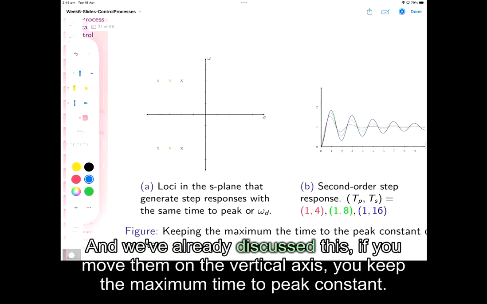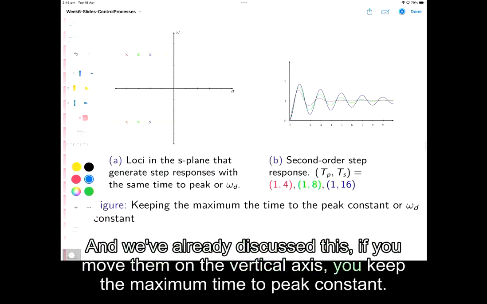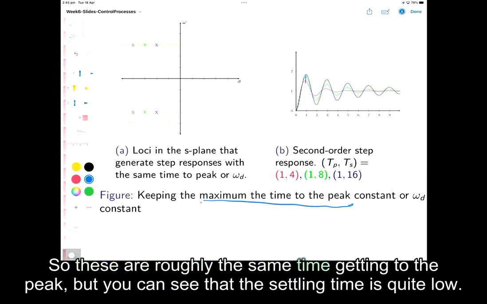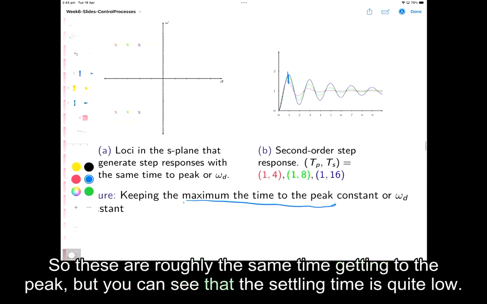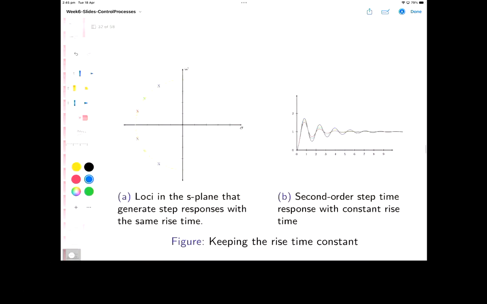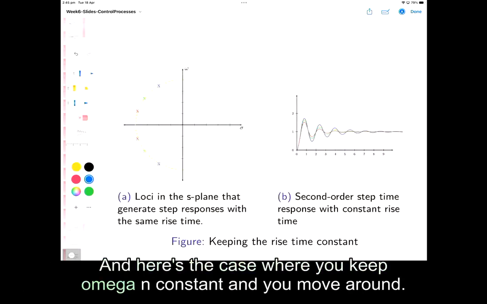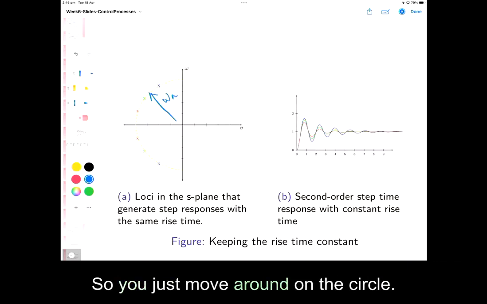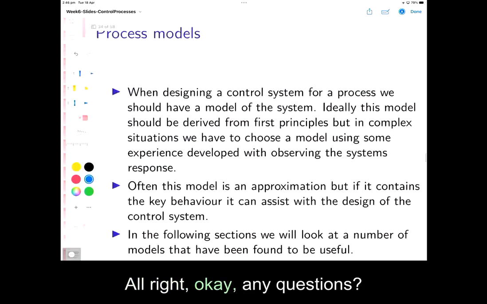And we've already discussed this. If you move them on a vertical axis, you keep the maximum time to peak constant. So these are roughly the same time getting to the peak, but you can see that the settling time is quite different. The blue one takes a long time to settle. The red one's quicker. And here's the case where you keep omega n constant and you move around. The circle radius is omega n, so you just move around on the circle. All right, okay, any questions?